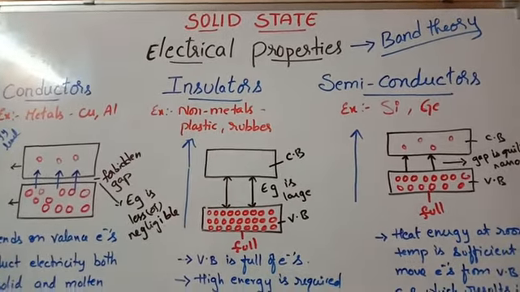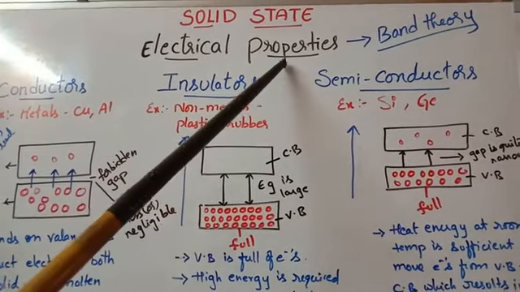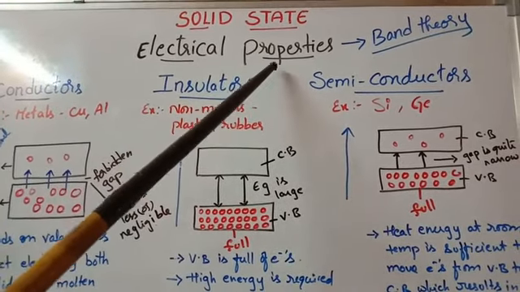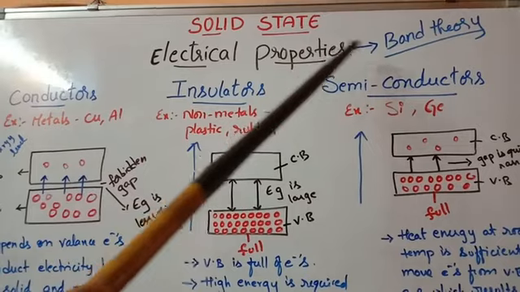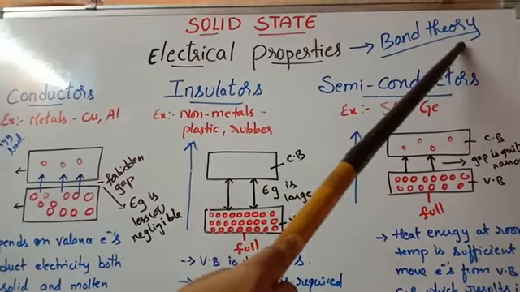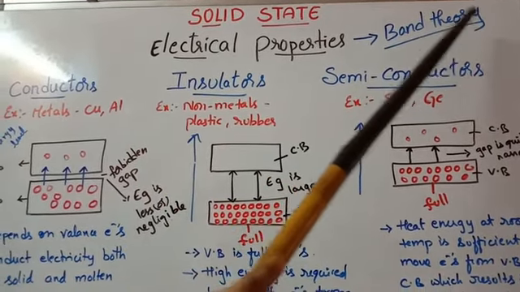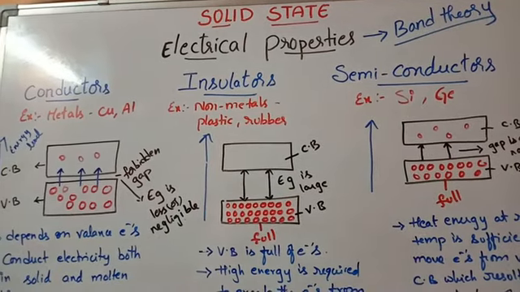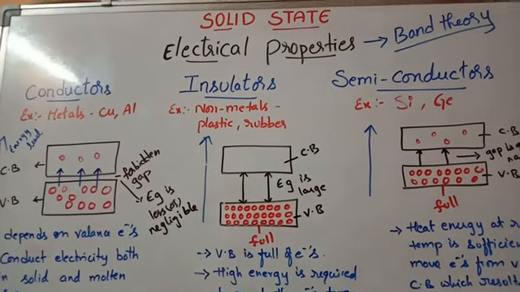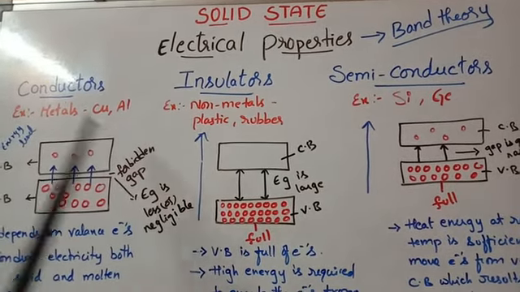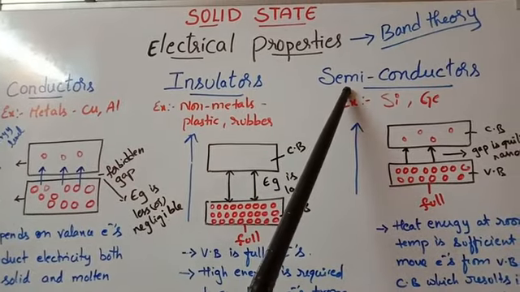Today's topic in solid state is electrical properties. These electrical properties can be learned in a theory called band theory. Before that, solids can be classified into three types based on their conductivities. What are they? They are conductors, insulators and semiconductors.